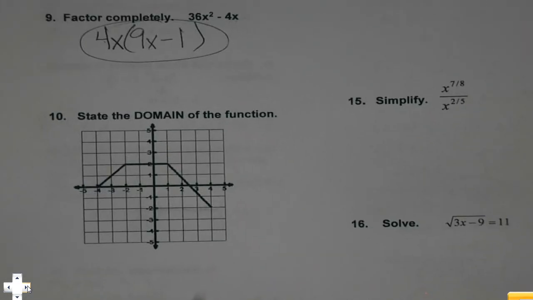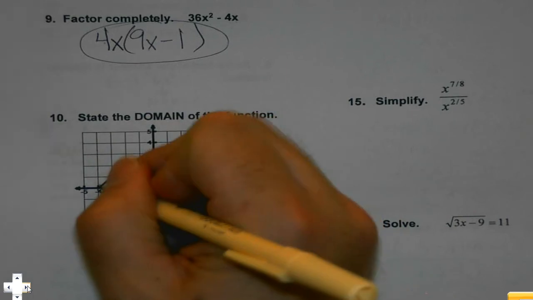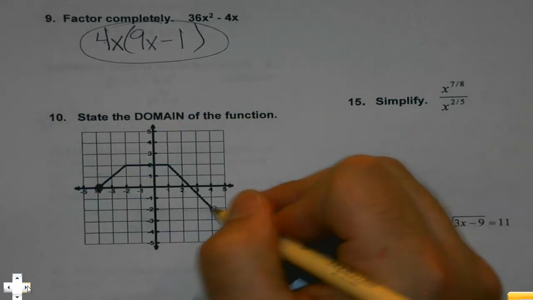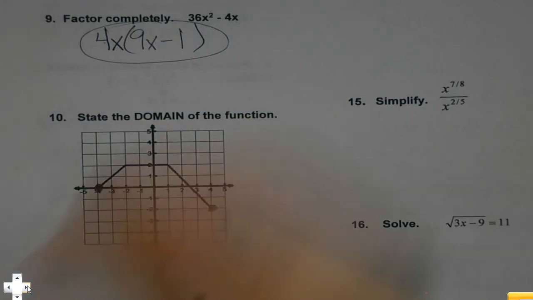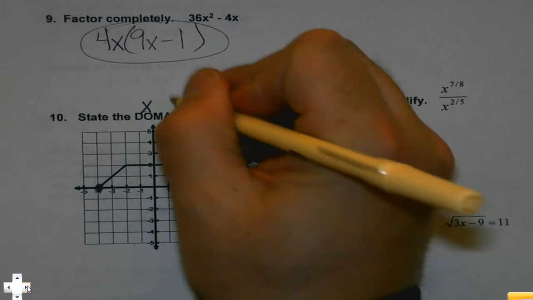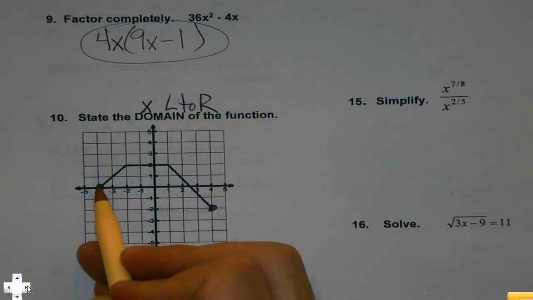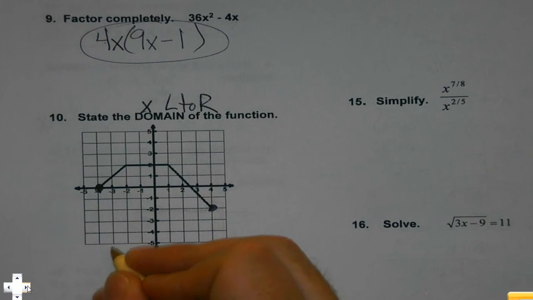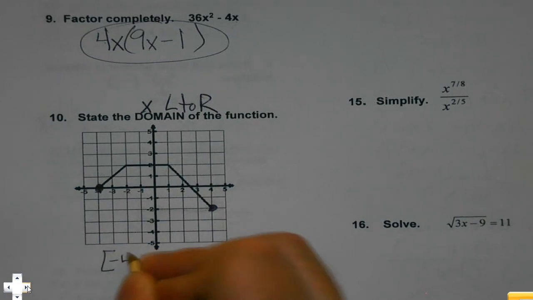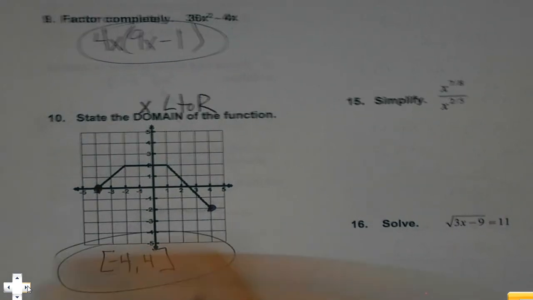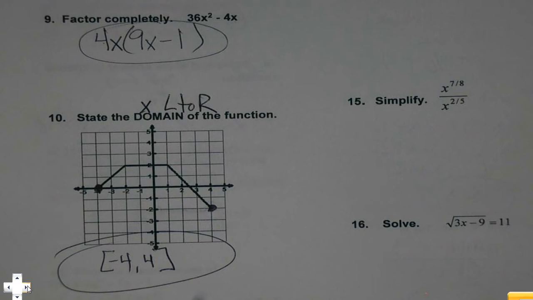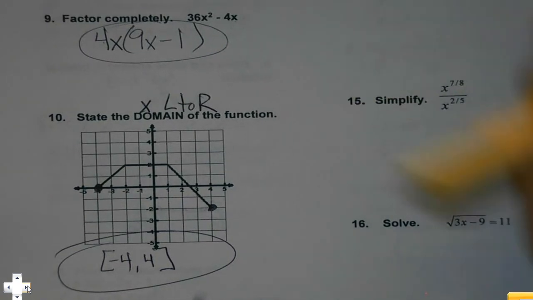More craziness. State the domain of the function. Before you write -infinity to infinity, look, are there arrows? No. Ends here. Ends here. What's domain? X. Left to right. -4 to 4. Careful. Be careful.